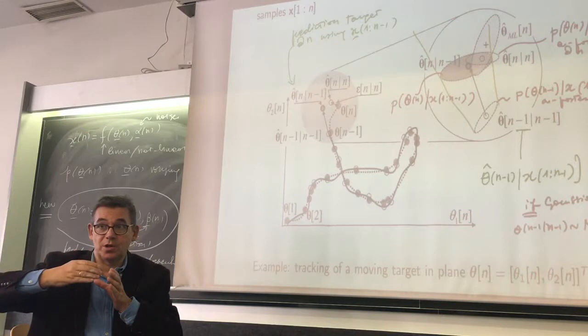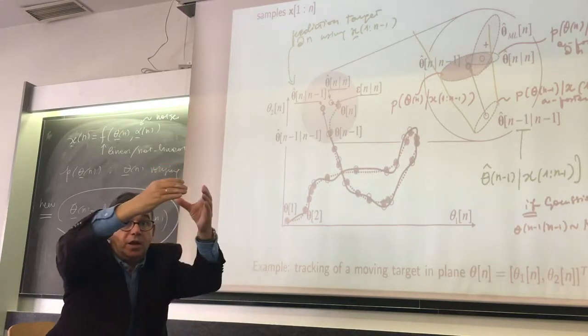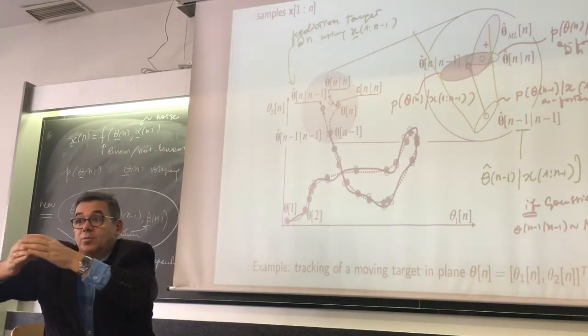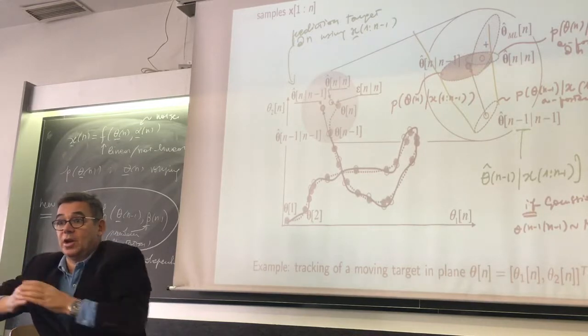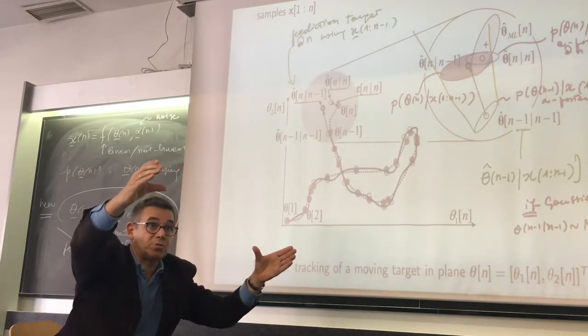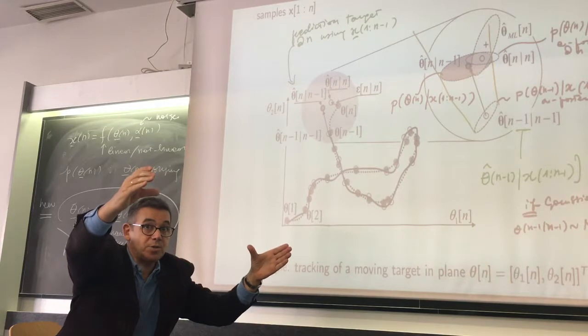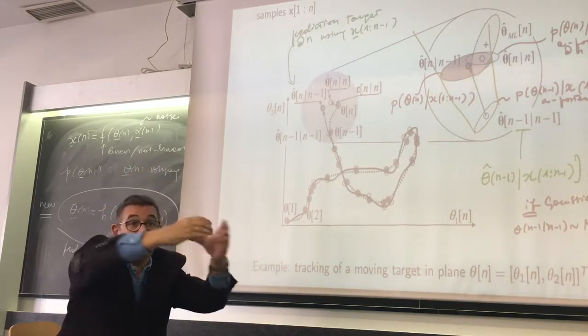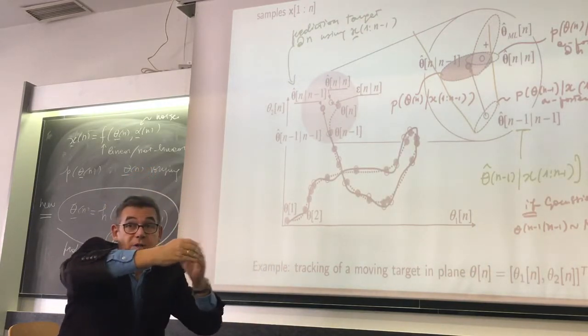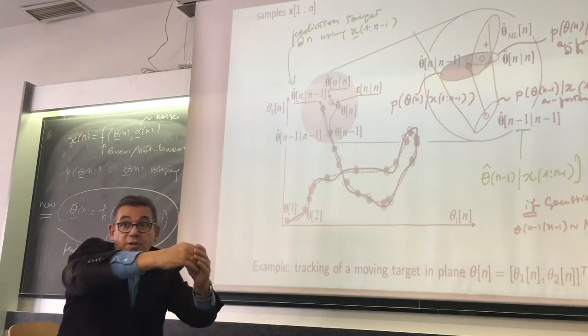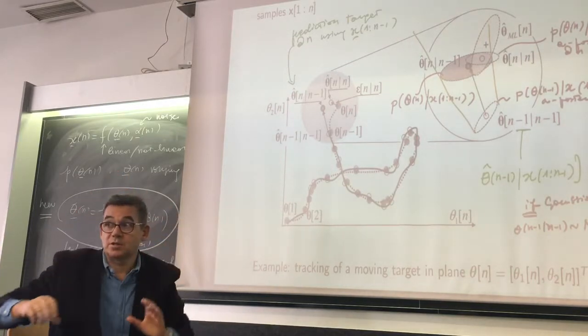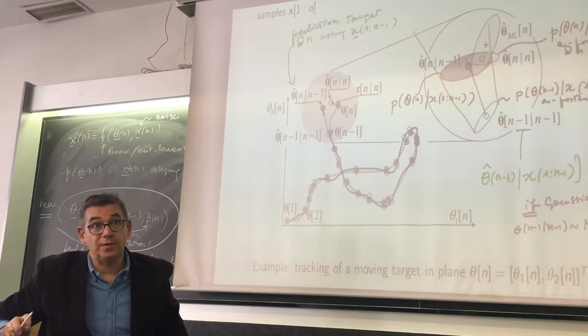I have the posteriori, predict, shrink, predict, shrink, predict, shrink. When I predict, my dispersion is increasing, and when I make the measurement, which means I calculate the posteriori, the PDF shrinks. So predict, shrink, and so on. So this is the behavior.